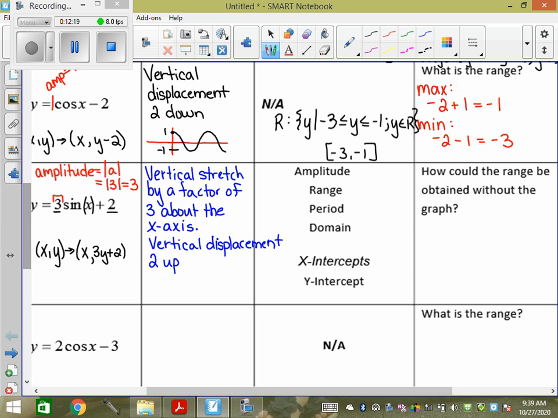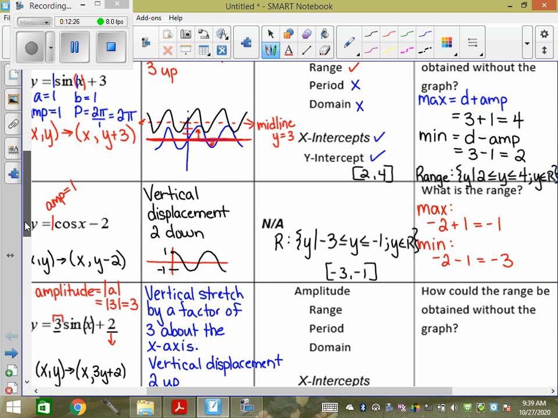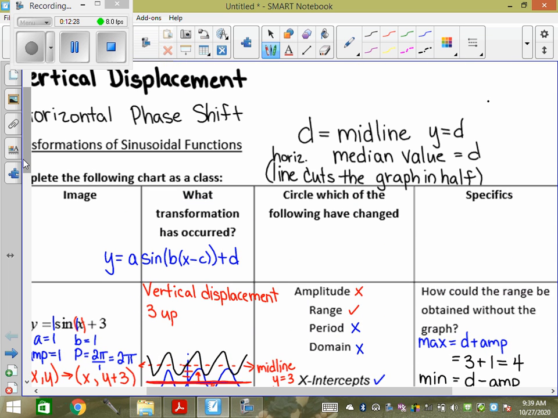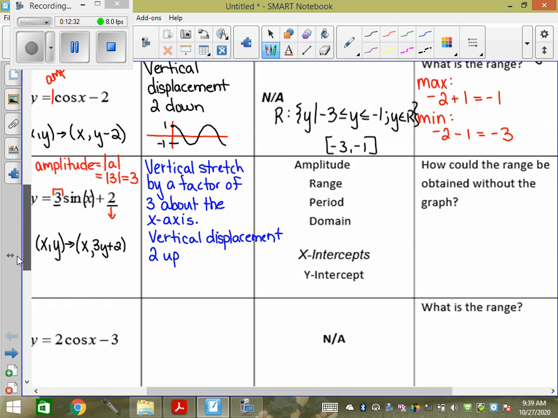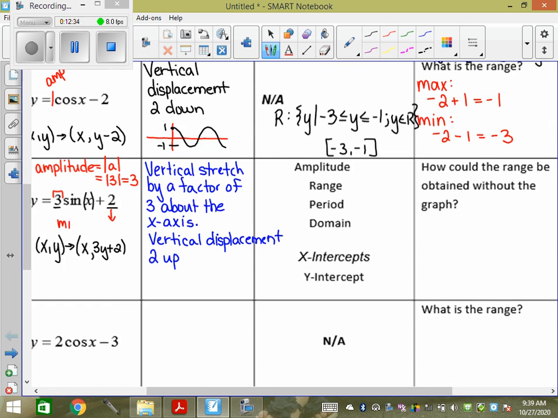Okay. What does this 2 give me? What does the d give me again? Do you remember? D equals midline. So I'm going to say my midline, and because it's a horizontal line, it's a y equals line. My midline is at y equals 2. Is it asking me for any of that? No. I'm just trying to, what information can we pull off of here?